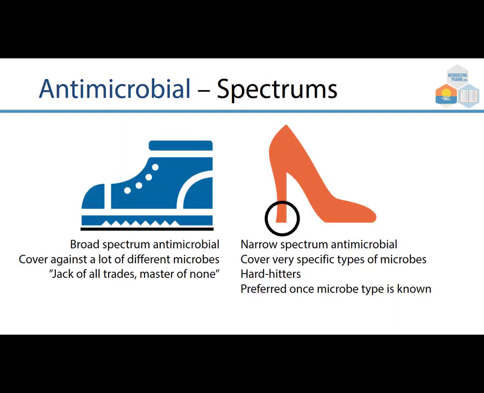The other thing we want to look at is spectrum. So the antimicrobial spectrum, when you have a broad spectrum antimicrobial, it covers a lot of different microbes. So it's the jack of all trades, master of none. And a lot of times when they're not sure exactly what it is, you might get a broad spectrum, but then they should be doing testing to get a narrow spectrum, know exactly what it is. And a narrow spectrum antimicrobial would cover very specific types of microbes. They're very hard hitters, and it's preferred once the microbe type is known.